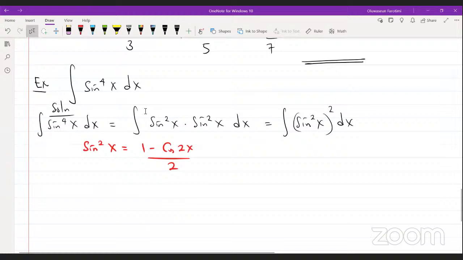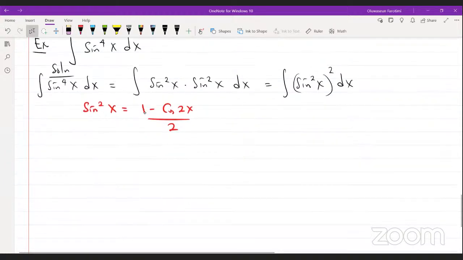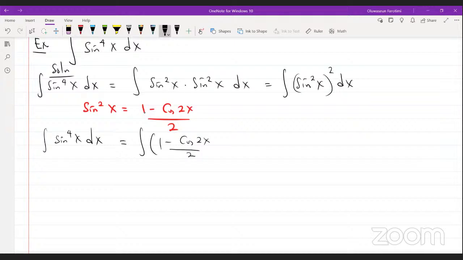Okay, so now we're ready to plug in. This integral, let me use a black pen. So I do have an integral of sine to the fourth power of x dx, right? That's the problem we're dealing with. So this is going to be equal to the integral of, now this is sine squared x, plug in this guy, 1 minus cosine 2x over 2 all squared dx.